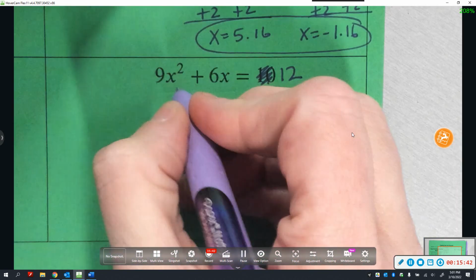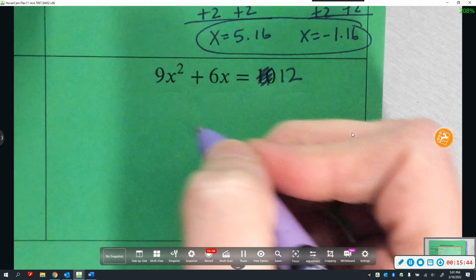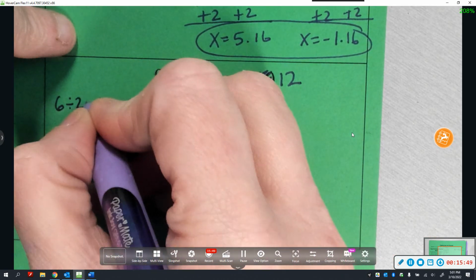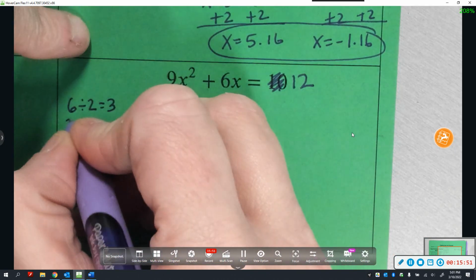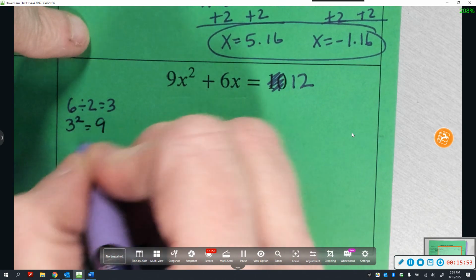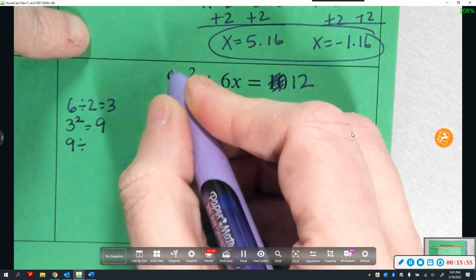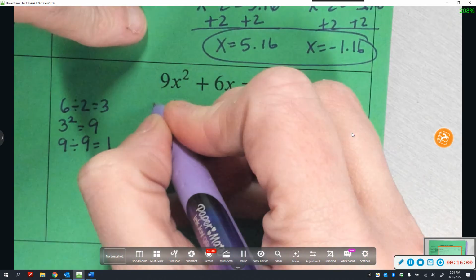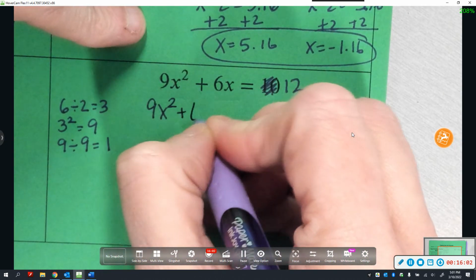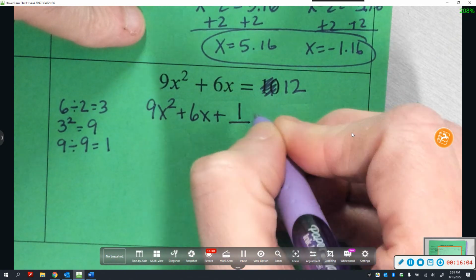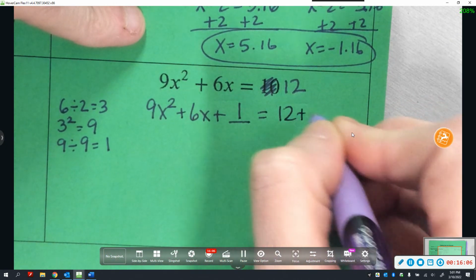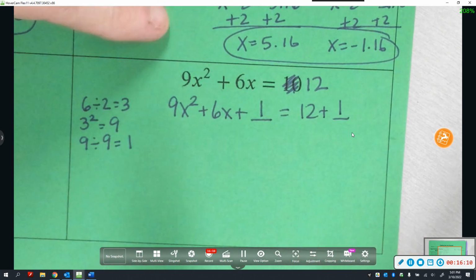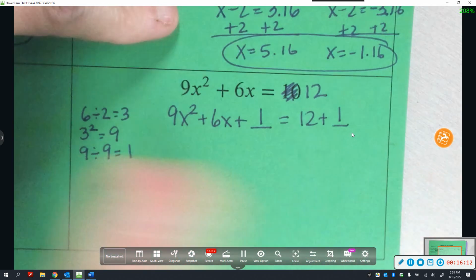All right, so I'm going to take b, which is 6. I'm going to divide it by 2, and it gives me 3. I'm going to take 3 and square it. That gives me 9. I'm going to take 9 and divide it by a, which is 9, which gives me 1. So apparently, I have to add 1 to both sides. Okay? And that's okay. I just add what I got to add. I let the math guide me.